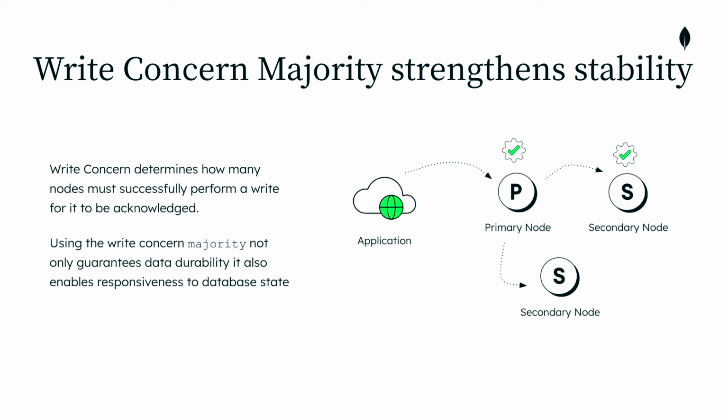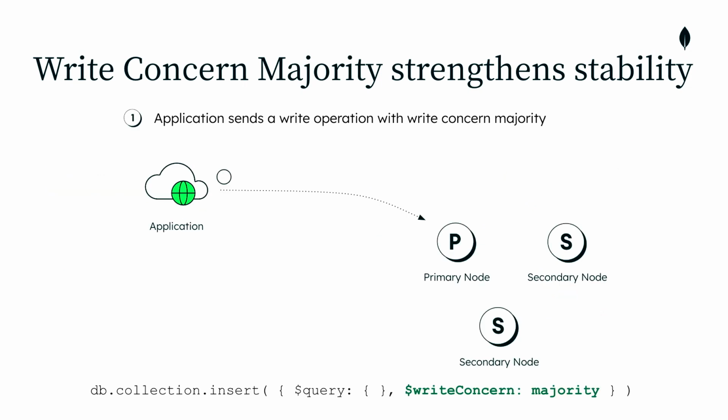The different settings that write concern can take are basically how many nodes you want to have this level of acknowledgement. The more nodes you have, the more durable your writes become, because more nodes have approved that this write has succeeded. That prevents the likelihood of all of those nodes going down and our data getting rolled back. But the second benefit that I've learned about from write concern majority is that it really strengthens your stability, because it causes your application operations to be responsive to the state of the database. Let's go over what I mean.